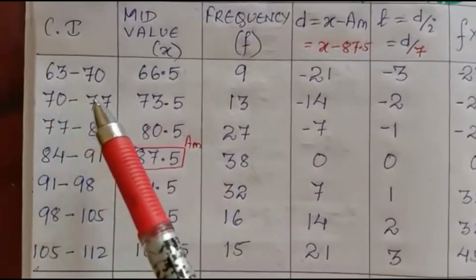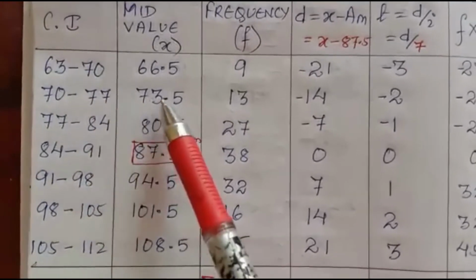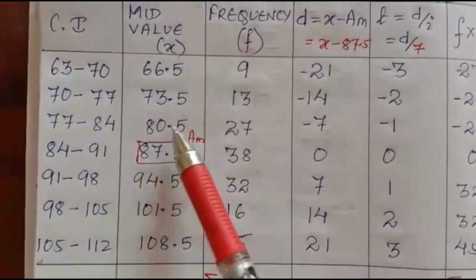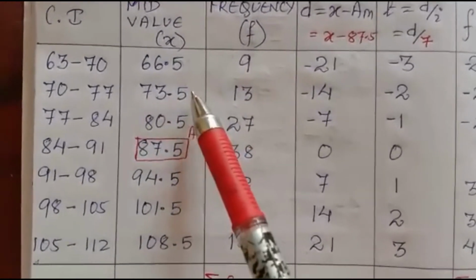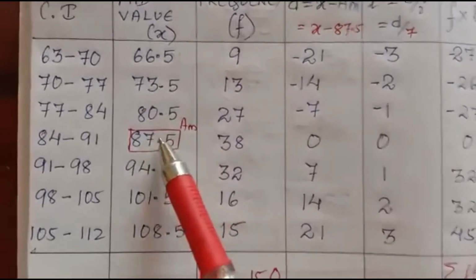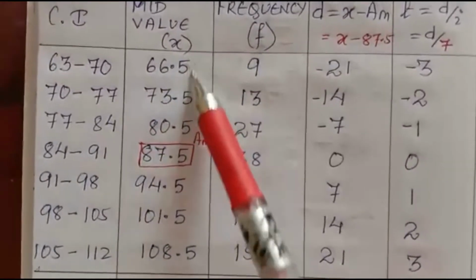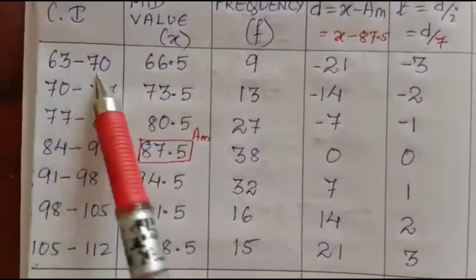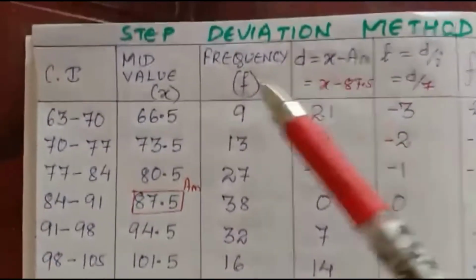Similarly, 70 plus 77 is 147 divided by 2, 73.5. Then you will get 80.5. Or you can check here: the difference is 7. So if here is 73, here will be 80, then 87, 94, like that also you can do. Here the difference is 7 because the class length is 7. So here also you will get the difference of 7.